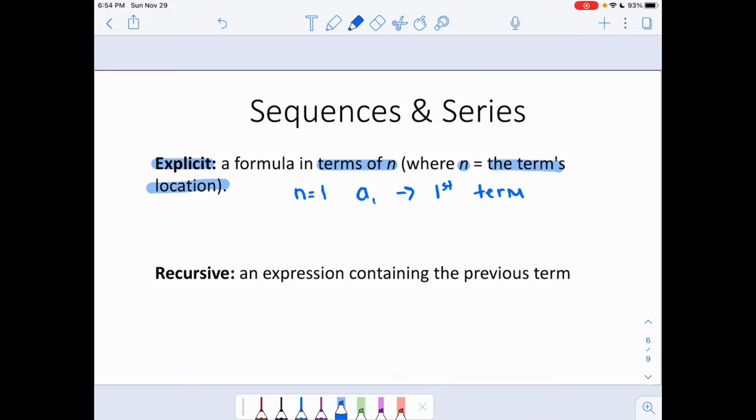The other kind is a recursive formula. This is an expression containing the previous term. So in order to figure out, say, the third term, you would need to know what the second term was.